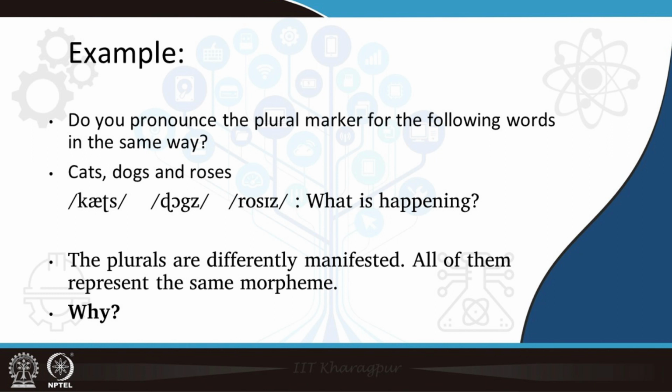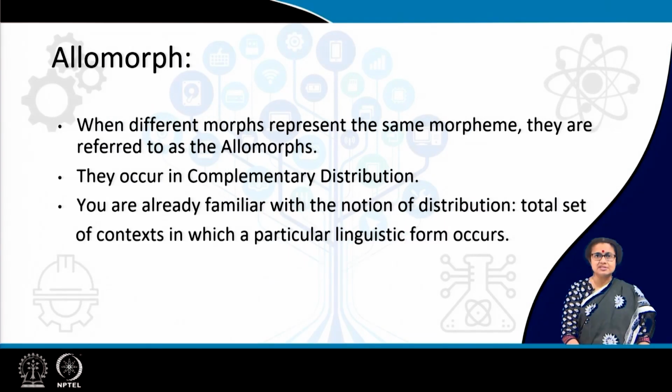We know that all these are manifestations of plurality in English, but why do these have different phonological shapes? So, plurals are differently manifested. All of them represent the same morpheme, but why are there differences? Now, let us learn about a new concept called allomorph.